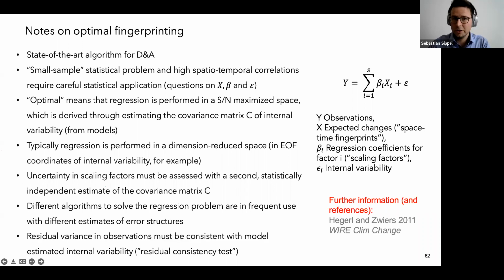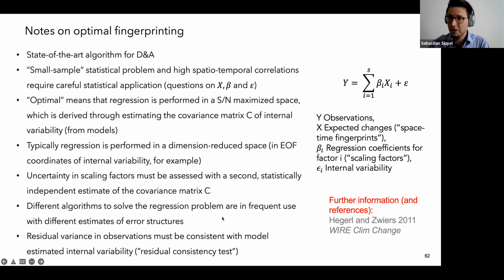Now you can run your regression, and the uncertainty in the scaling factors must then be assessed with a second, statistically independent estimate of the covariance matrix. So you cannot just use all the internal variability simulations you have to estimate the covariance matrix; you need to keep a second set to estimate an independent covariance matrix. Otherwise, you run into biases in your confidence intervals. Now, there are different algorithms to solve this regression problem. As I said, it's typically not ordinary least squares. And these different algorithms relate to different assumptions that you make about error structures.